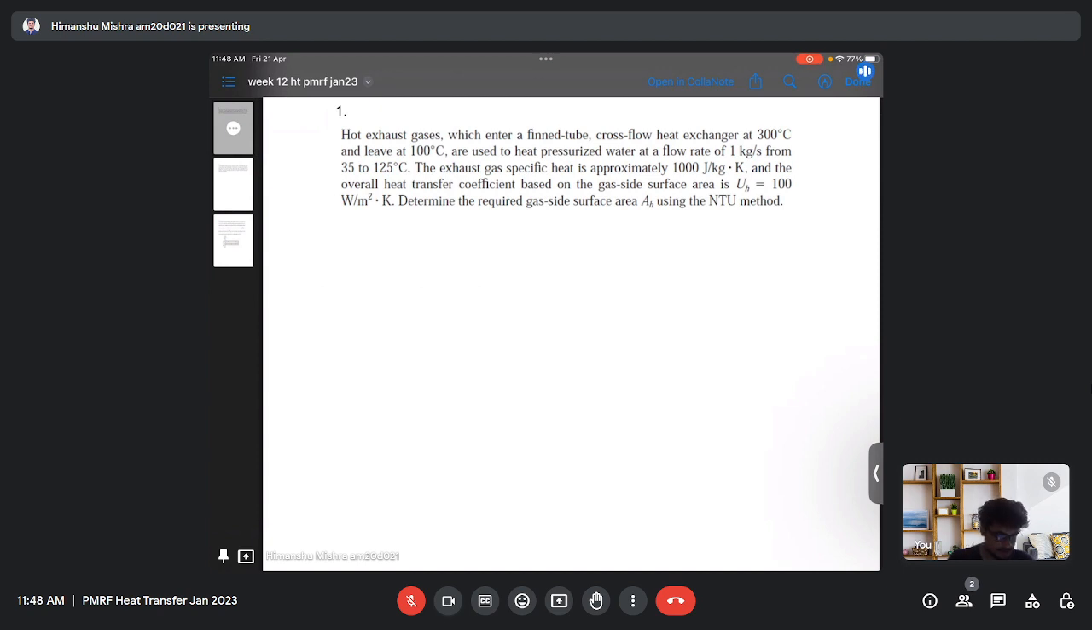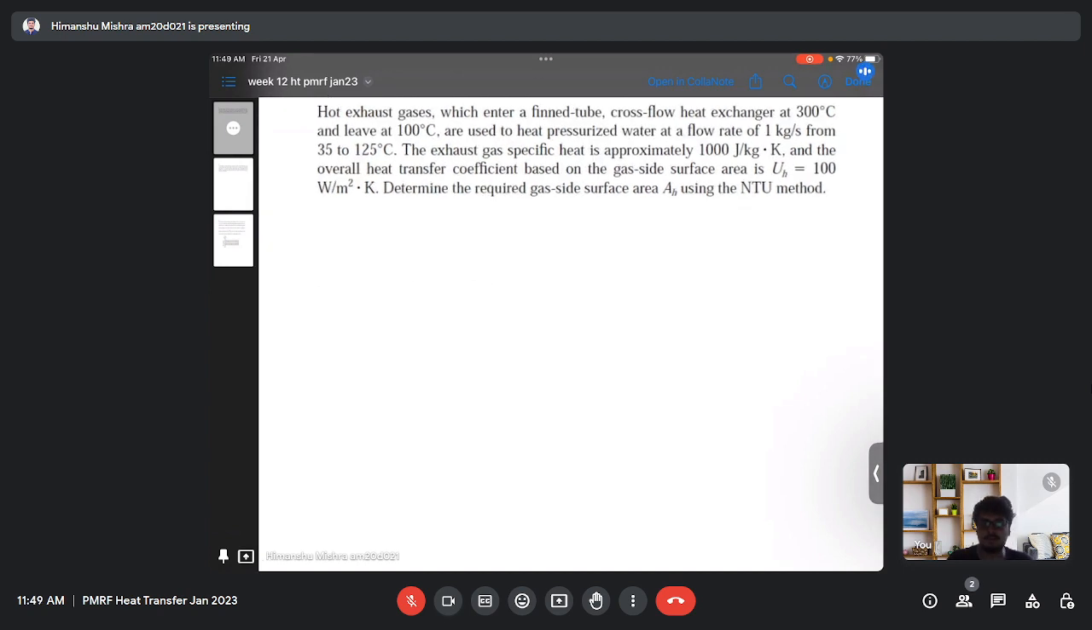In this question, we are given hot exhaust gas which enters a finned-tube cross-flow heat exchanger at 300 degrees Celsius and leaves at 100 degrees Celsius. It is used to heat pressurized water at a flow rate of 1 kg per second from 35 to 125 degrees Celsius. The exhaust gas specific heat is approximately 1000 joule per kg per Kelvin, and the overall heat transfer coefficient is given as 100. Determine the area using the NTU method.